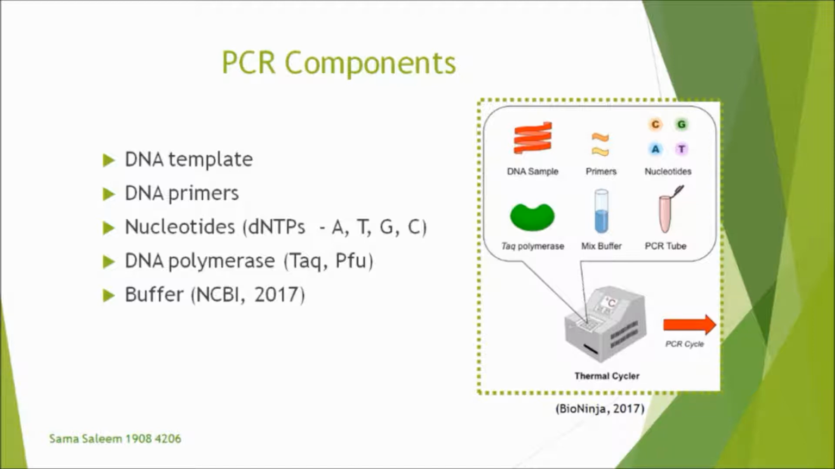Pfu polymerase from the P. furiosus archaea is also another commonly used heat-stable enzyme, due to its high-fidelity proofreading abilities, meaning there are fewer errors compared to Taq polymerase. And last but not least, a buffer is also added to optimize conditions for the reaction. This buffer contains magnesium chloride, which is a cofactor for Taq polymerase, and allows the enzyme to work correctly.